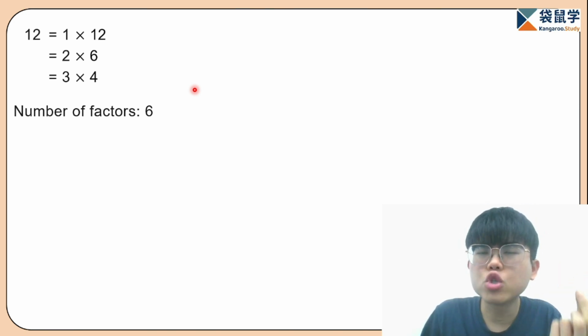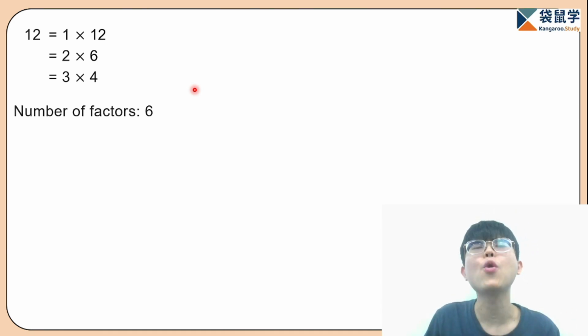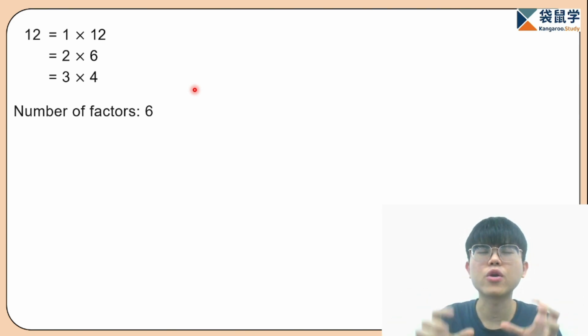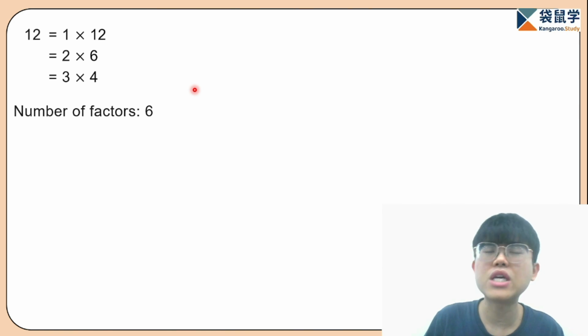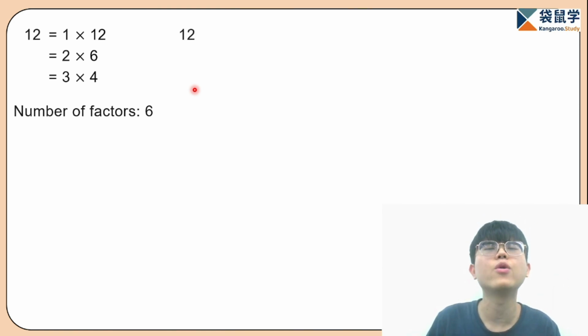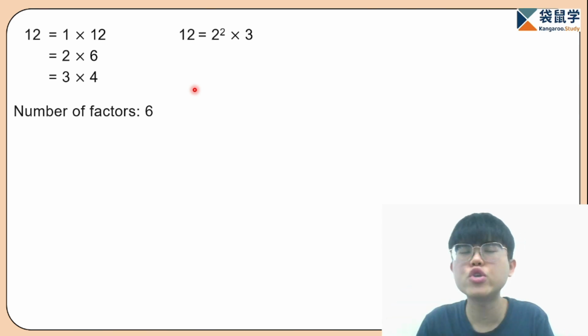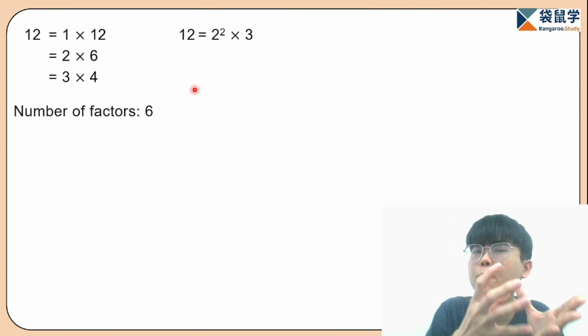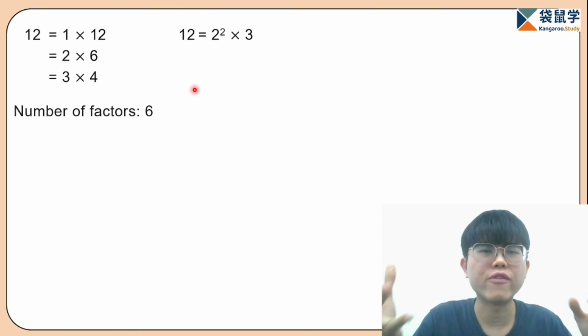When we have the number 12, we can do what we so-called prime factorization. If you want to know more about prime factorization, you can check out my other video talking about what prime factorization is. After we do the prime factorization, we get that 12 is equal to 2 to the power 2 times 3. The 2 and the 3 here are what we call the prime factors. Now everyone, what is so special about prime factors?